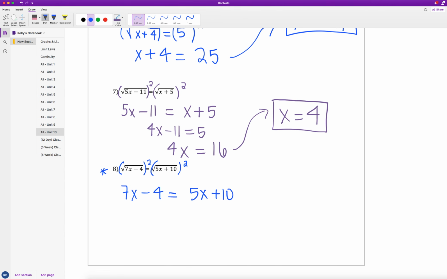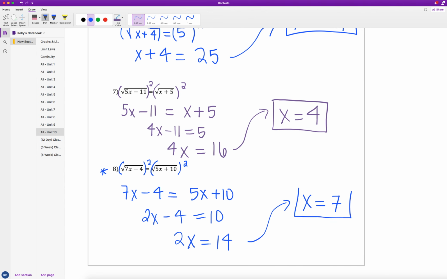Now that we've gotten all the square roots to cancel, I can start combining like terms. So I'll subtract the 5x over and get 2x minus 4 equals 10. Adding the 4 over, we get 2x equals 14. And then our last step will be to divide through by 2, and we get x equals 7 as our final answer in example 8.